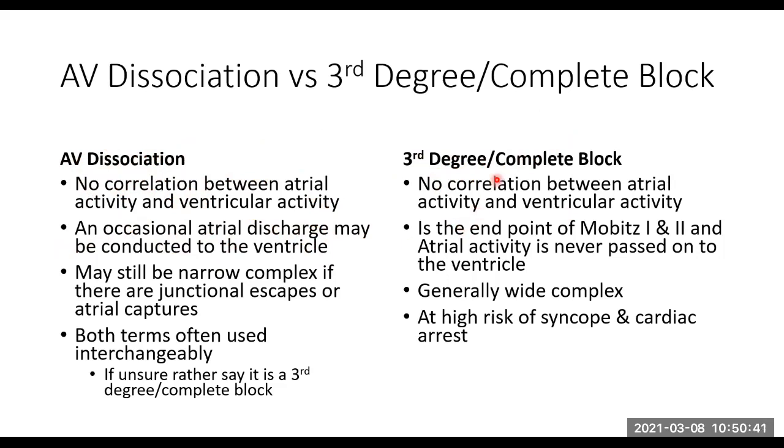So generally in a third degree block, you have wide complexes. In an AV dissociation, you can get occasional narrow complexes if they are junctional escapes or atrial captures. Why we say generally, there have been reports of occasional narrow third degree heart blocks, but I haven't seen any. I remember reading about it in one piece of literature, but I've never actually seen one. By definition, it should be wide.